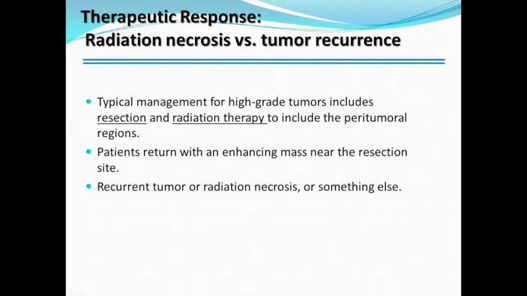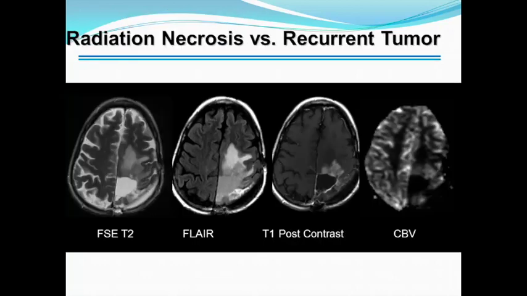Typical management for high-grade tumors always includes resection first and then radiation therapy to include the peritumoral regions. And it's not uncommon that patients return with an enhancing mass near the resection site. So now the question is: is it recurrent tumor, is it radiation necrosis, or something else? If it's recurrent tumor, they definitely need additional surgery, while you would not cut out radiation necrosis. Here's an example of a patient who had a glioblastoma that was resected, got radiation, and now he comes back and his brain looks like this.